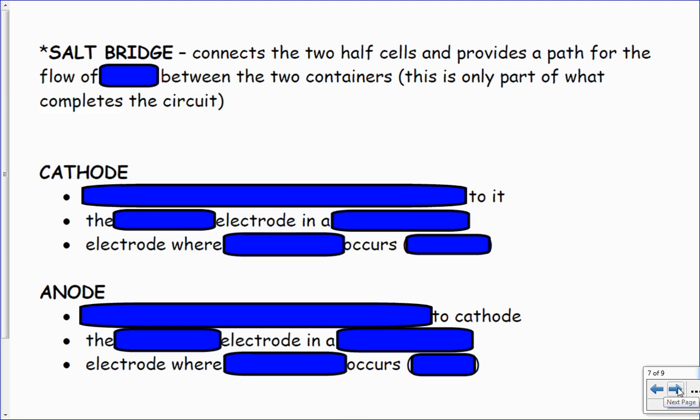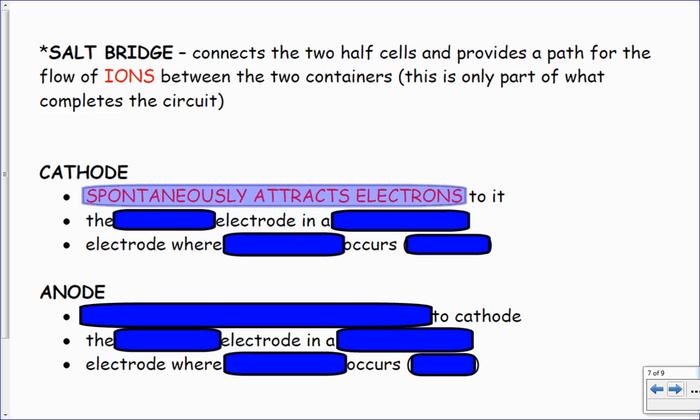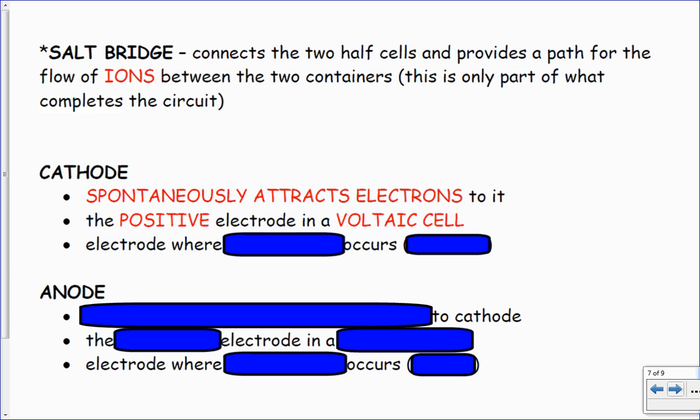Okay, the salt bridge is a specific piece. It connects the two half cells and lets the ions flow between the two cells. I need to let those ions go because as they go into one, they need to balance out. The salt bridge allows for that. The cathode spontaneously attracts electrons. Well, it's on the right-hand side usually too, by the way. It's the positive electrode in the voltaic cell, where the reduction occurs, red cat, right? Reduction at the cathode.